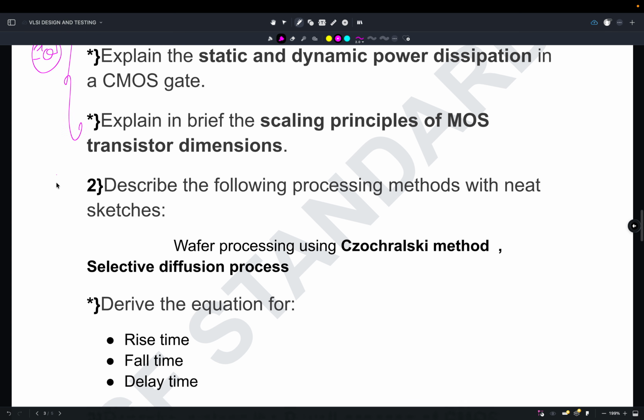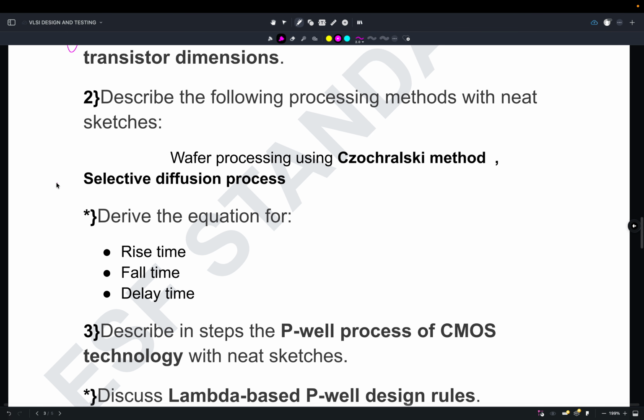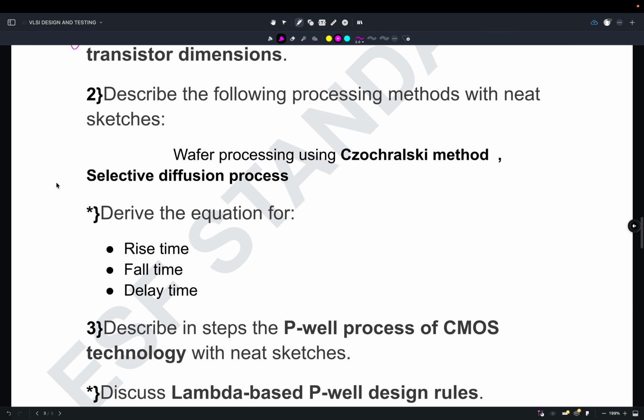Describe the following process methods with neat diagram sketches: wafer processing using the Czochralski method and the selective diffusion process. In these two questions, derive the equation. These are more important questions. Why? Because in Part B, 99% is going to be asked from these questions. In these two questions, one question is going to come in the exam for 7 marks.